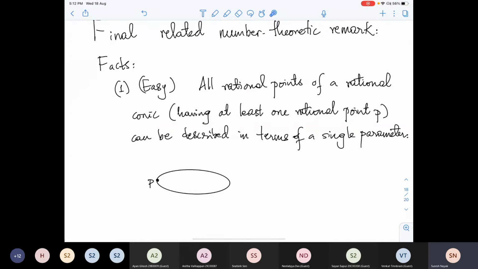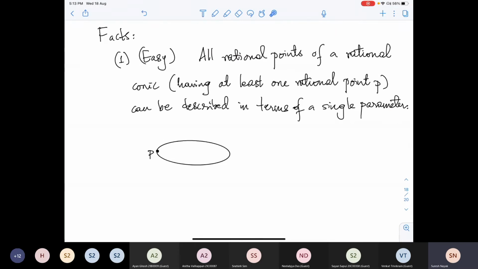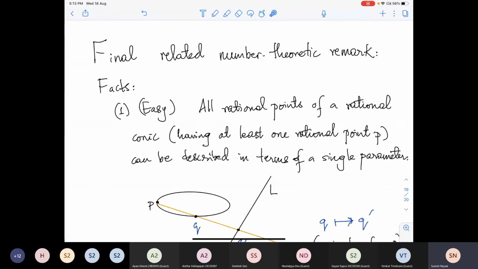Assuming they have at least one rational point, so you can give examples where there are no rational points also. I think something like x squared plus y squared is equal to 3. You can probably show that it has no rational points. So assuming it has at least one rational point, all the rational points of this rational conic can be described in terms of a single parameter. So rather than describe that, let me make this precise and say what we are doing.